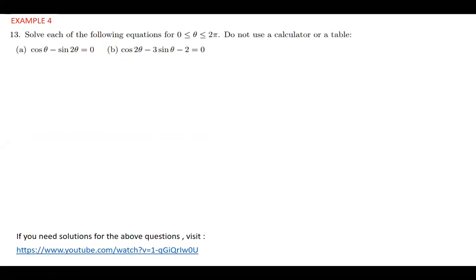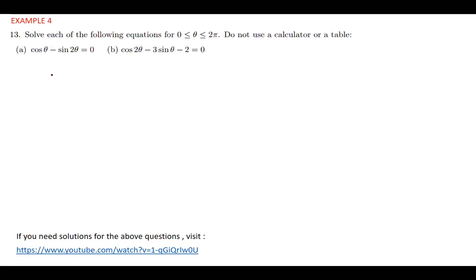Sometimes they'll try to complicate it by putting a double angle formula or a half angle formula within that same equation. So let's see how you go about with such an equation.